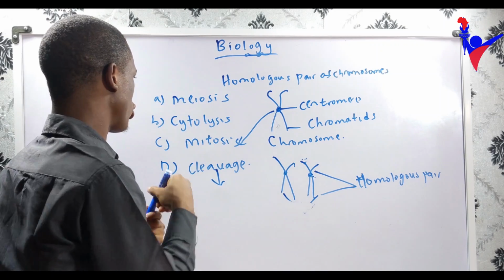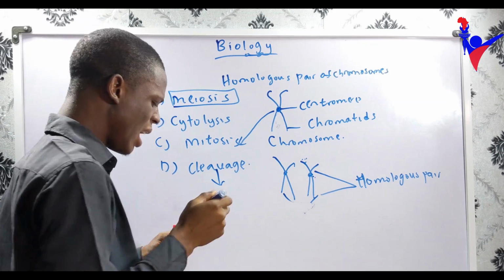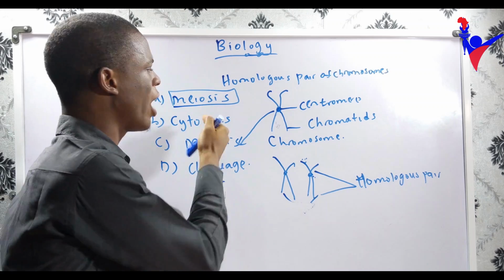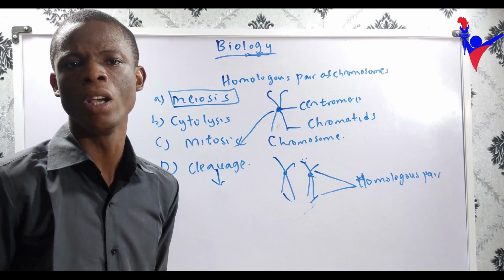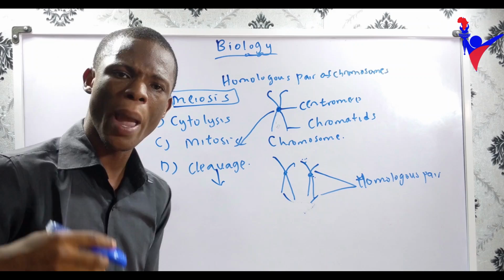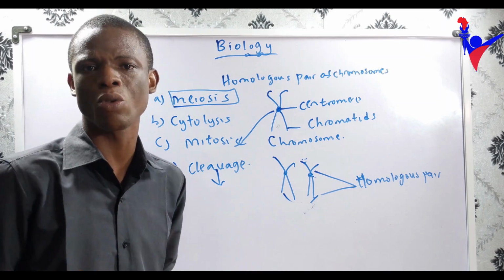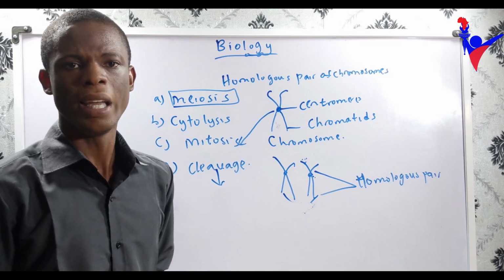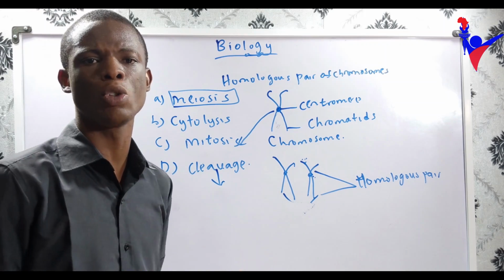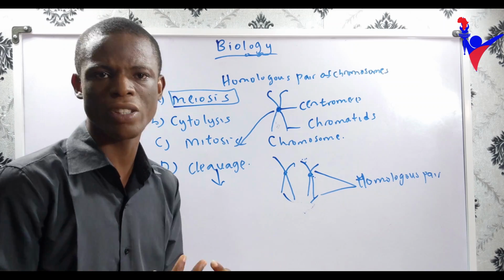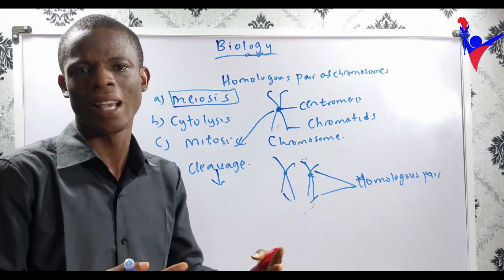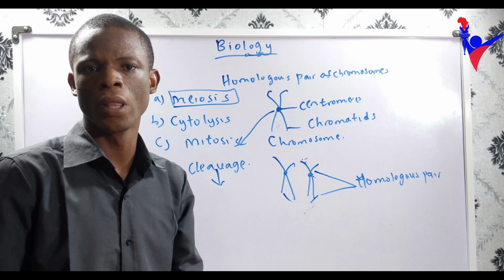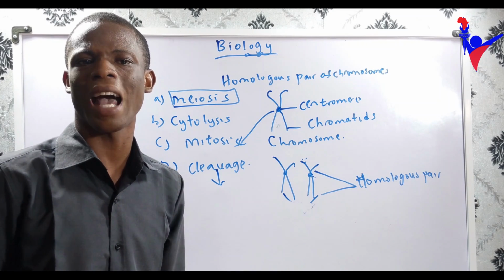But going to the first option, which is meiosis. In meiosis, homologous chromosomes separate. We have homologous pairs of chromosomes coming together in what we know as meiotic division. A meiotic division is characterized by homologous pairs of chromosomes. Note the word homologous pair. In any meiotic division, homologous pairs of chromosomes come together, and they separate at a stage that we know as the anaphase stage.